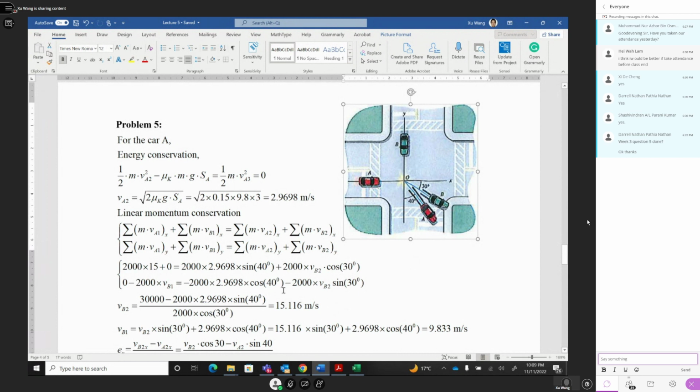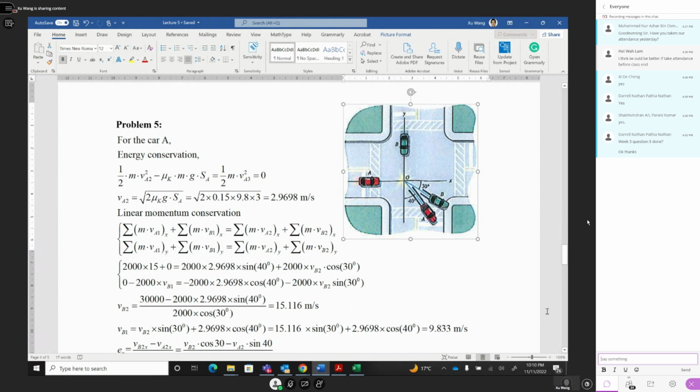For these two equations, look at the first equation. You move this term over; the positive becomes negative from the right-hand side to the left-hand side, and divide by 2000 and cosine theta. You can calculate VB2. Put it here, and you can calculate 15.116. You can use the calculator to calculate this one.